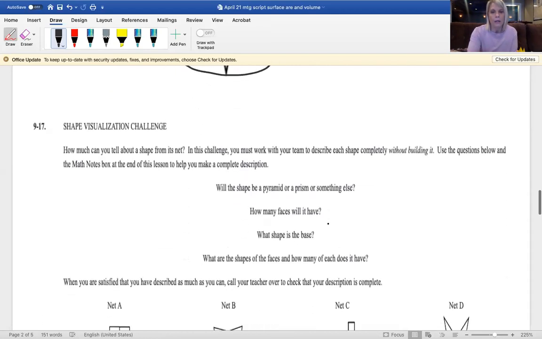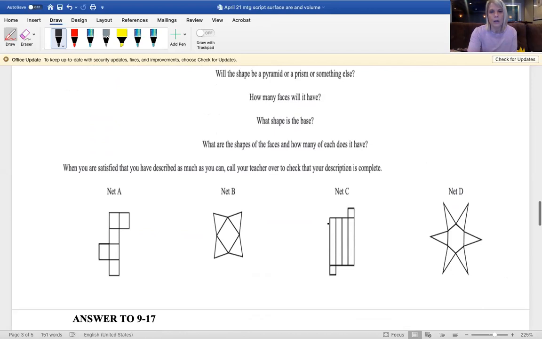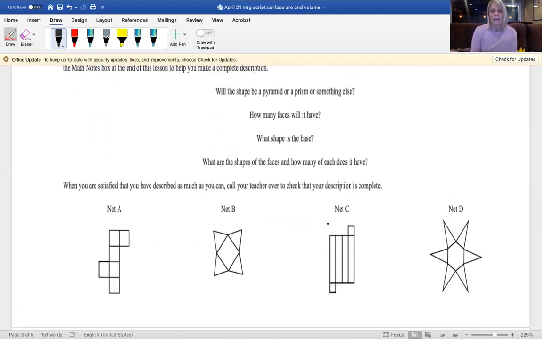Now, let's look at these. Let's start with net A. Take a minute, don't type in all of them at once. I just want you to type in what net A would be if I folded it up. What would the name of that be? I would accept 2 different names for net A. So you don't have to tell me how many faces or bases. I just want to know what 3-dimensional shape it would make if you folded it up.